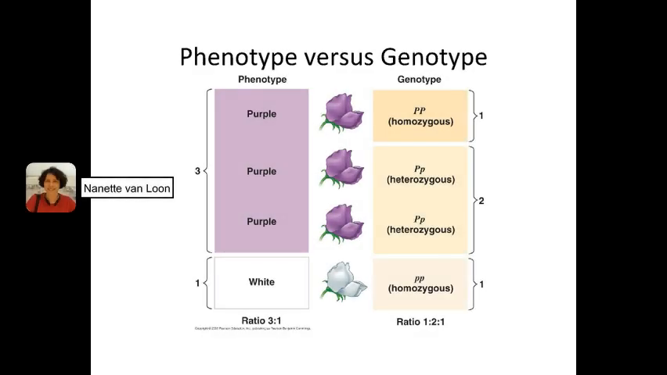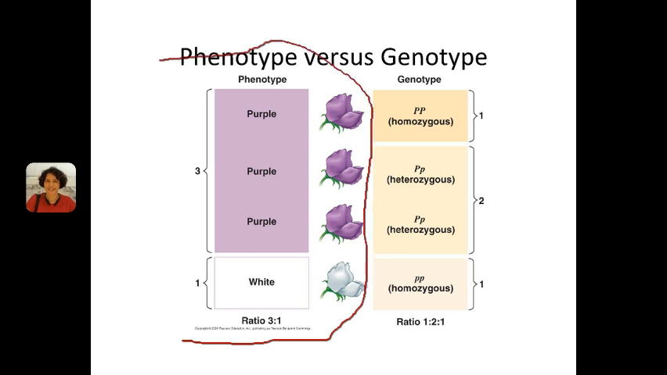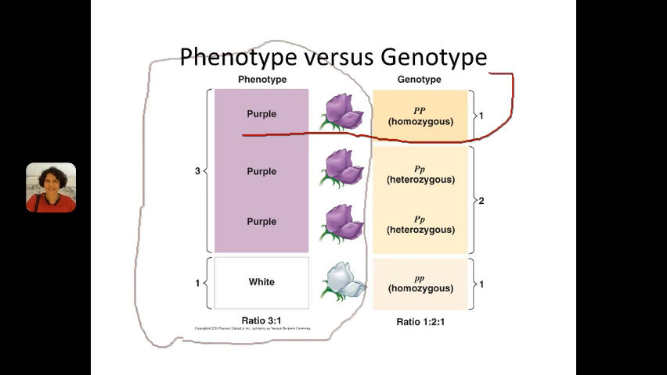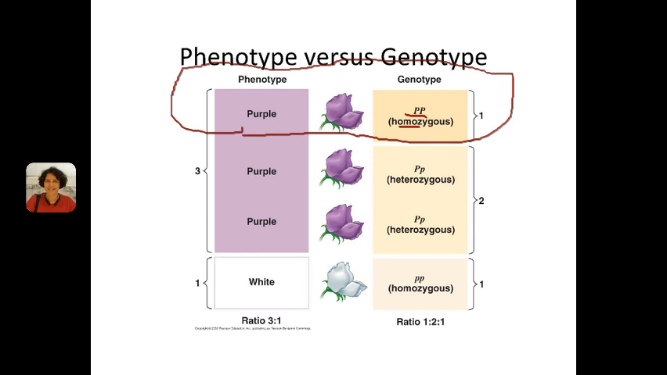The 3:1 ratio in the F2 cross that we saw earlier is interpreted as phenotype versus genotype. So in the phenotype, we're looking here at 3 purple flowers versus 1 white flower. But if we look at the genotypes behind those phenotypes, we see that in the upper one, that purple flowered plant, its genotype is big P, big P, so it is homozygous dominant for the purple allele.